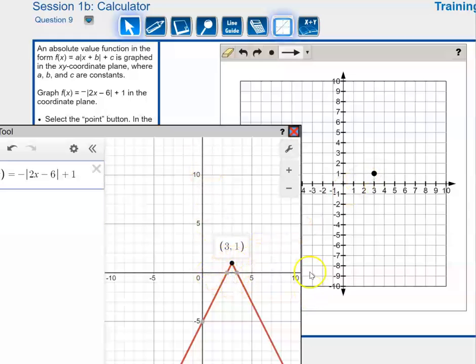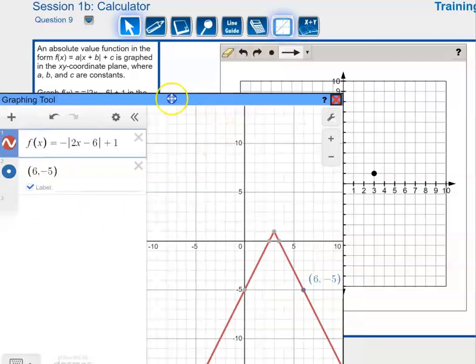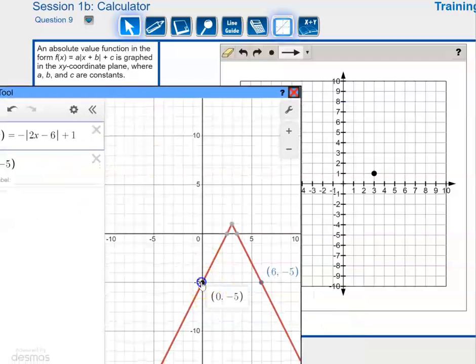You could change your axis to count by ones if you think your kids will need it. Now I'm going to look for 2 other points on the graph. I've got one at (0, -5). It looks like I have one at 6, so you can drag along here. (6, -5). So let me add that point to my calculator. You can't see what I'm typing. We'll click label on that one, (6, -5). So (0, -5) and (6, -5).